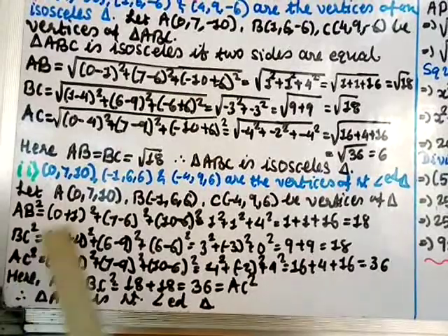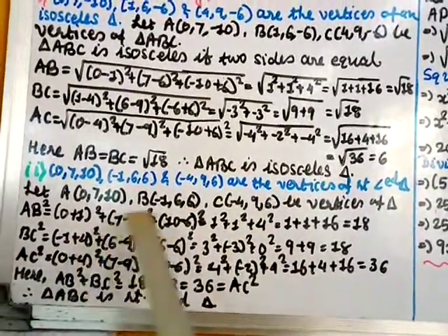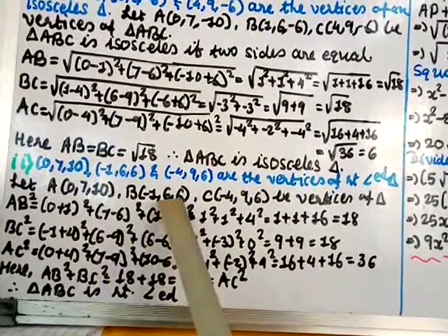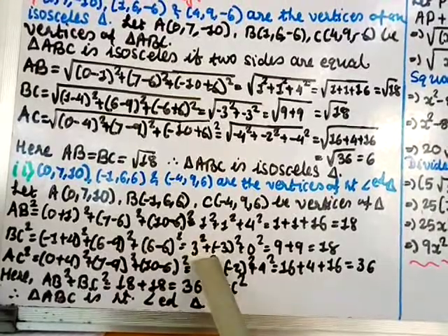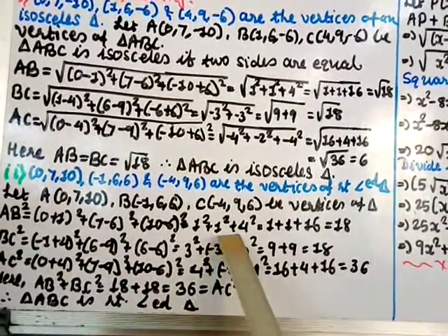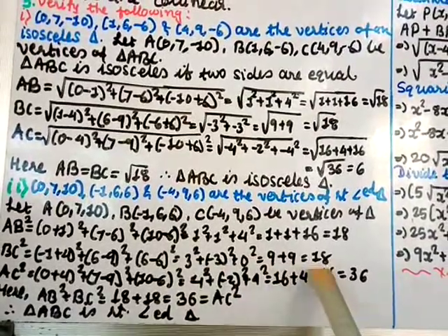BC square equal to, this is B and C, (-1 + 4) whole square plus (6 - 9) whole square plus (6 - 6) whole square, equal to -1 plus 4 is 3, so 3 square plus 6 minus 9 is -3 whole square plus this is 0. So 3 square is 9 plus 3 square is 9 is 18.